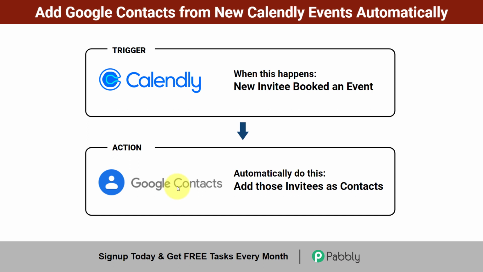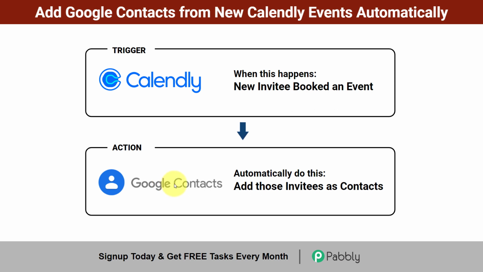In this way, whenever you want to contact your invitee, you do not have to search for the invitee details by logging into Calendly. You can directly call your invitees from Google Contacts itself. So if you also want to set this automation for yourself, then come with me and I will show you everything step by step.